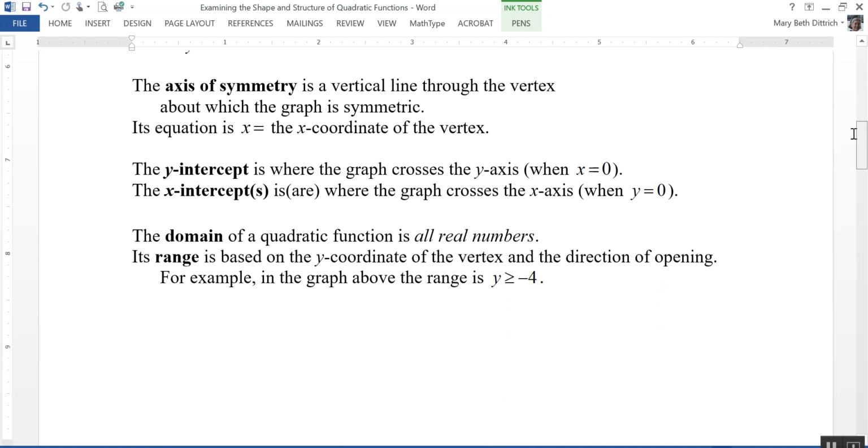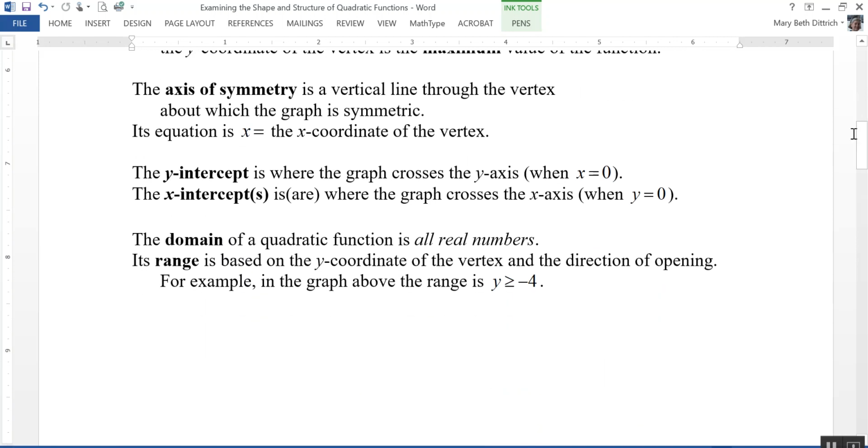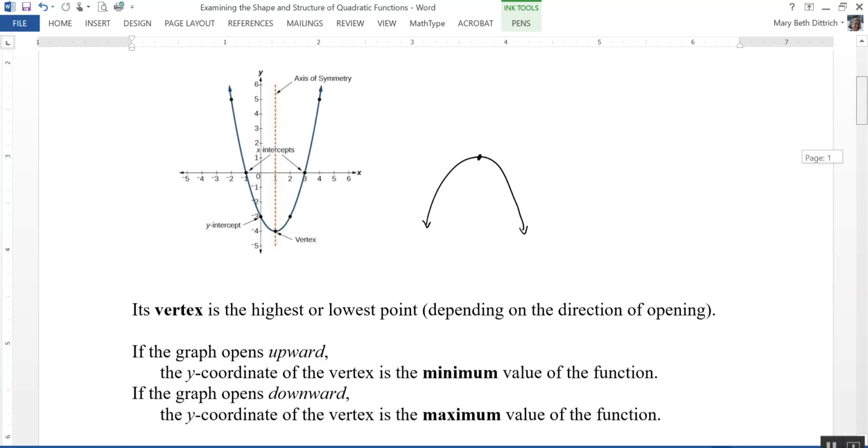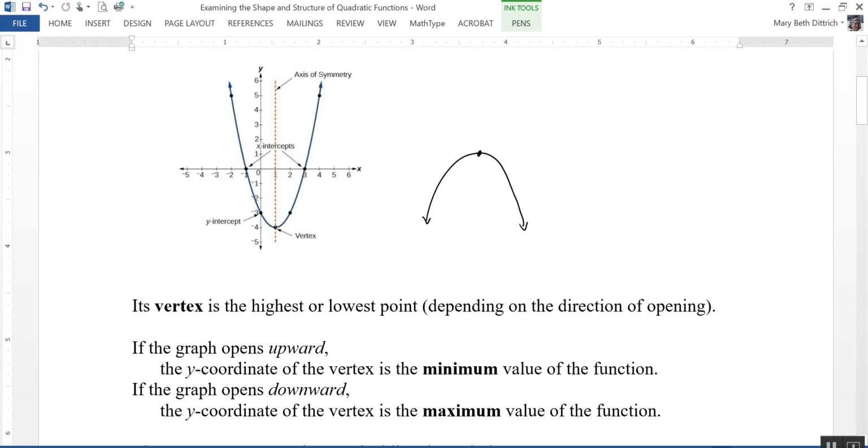The domain of a quadratic function is all real numbers. In other words, x can be anything. The range of a quadratic function is based on the y-coordinate of the vertex and the direction of opening. So for example, in the graph above, the range is y is greater than or equal to -4. Because at this point here in the vertex, y is equal to -4, and all of the other y values on the graph of the parabola of the quadratic function are getting greater than that.